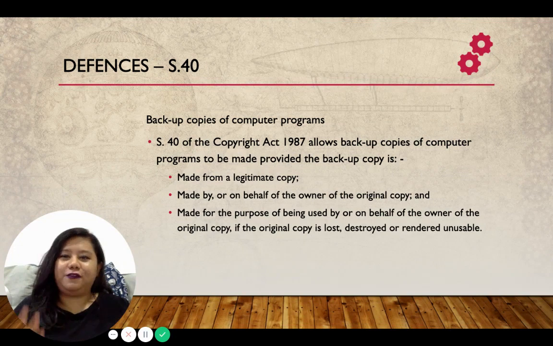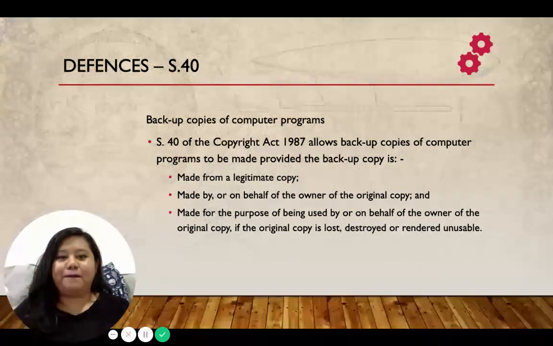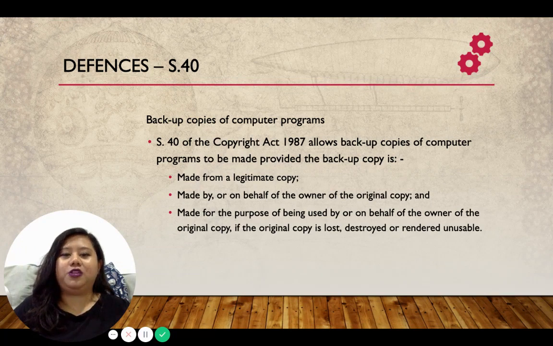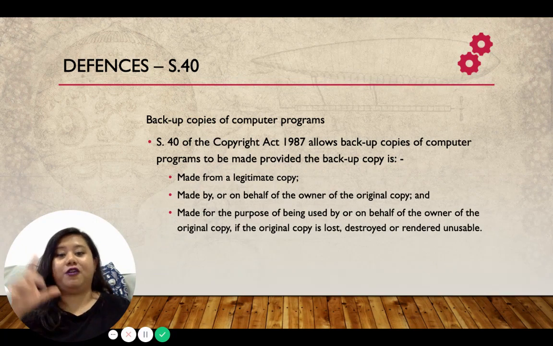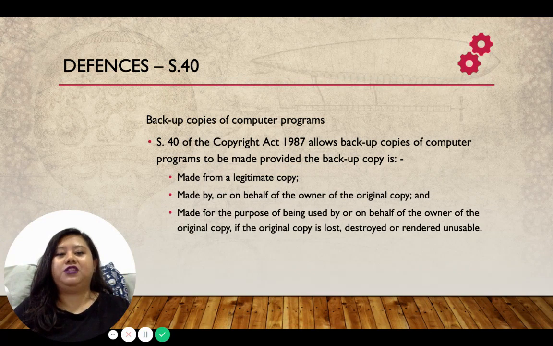All right, so the defenses outside section 13, subsection 2 is section 40. Section 40 is specifically for backup copies for computer programs. Section 40 of the Copyright Act allows backup copies for computer programs to be made, provided that the backup copy is made from a legitimate copy, made by or on behalf of the owner of the original copy, and made for the purpose of being used by the original owner.